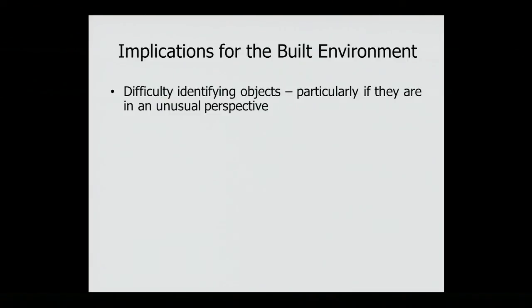So finally, what are some possible implications for the built environment that a person with dementia has to live in? And I thought of a few things here, but would leave it to the experts to think about this more. So you might have difficulty identifying objects, particularly if they're in an unusual perspective or an unusual shape. So you can imagine, if you're designing a doorknob in a strange way, a person with dementia might not recognize that as a doorknob, might not understand what it is.